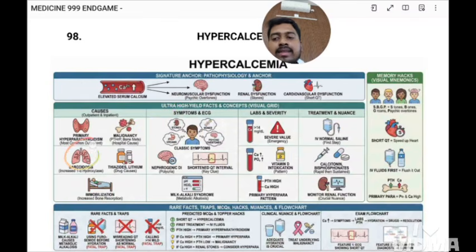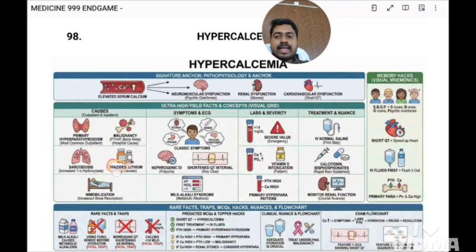Okay. Next, third is sarcoidosis, where there is increased production of 1-alpha hydroxylase. If you remember biochemistry, we will discuss that 1-alpha hydroxylase is an enzyme present in the kidney. It converts inactive vitamin D3 into active vitamin D3, as a result of which vitamin D3 level will increase, which in turn increases calcium levels.